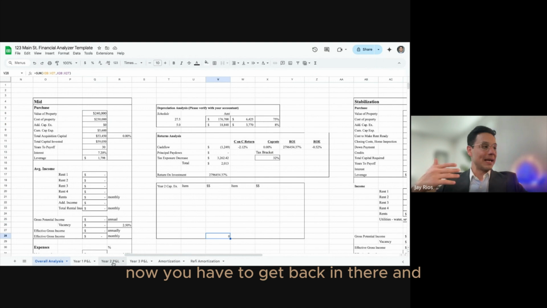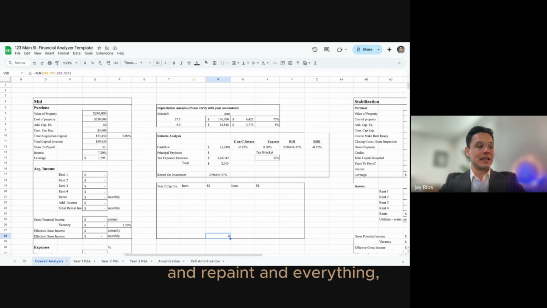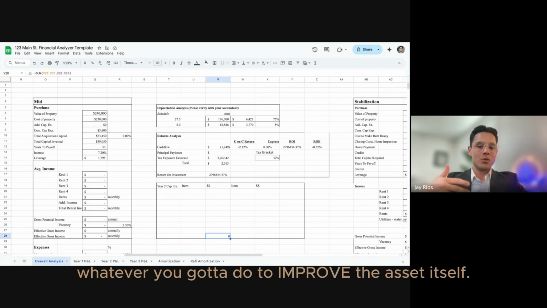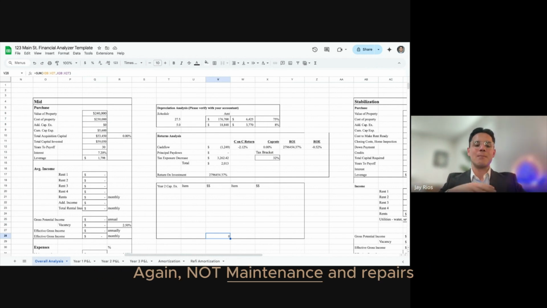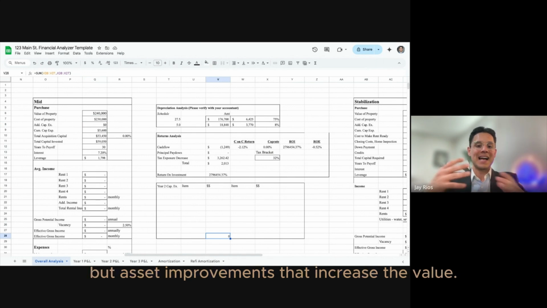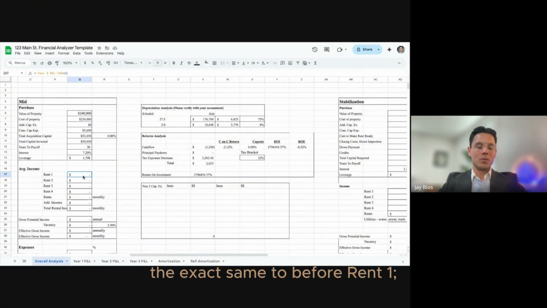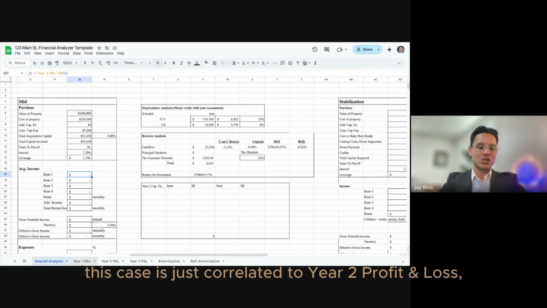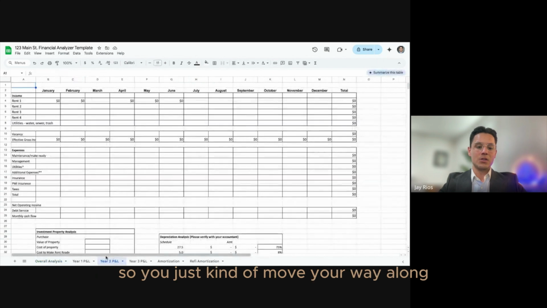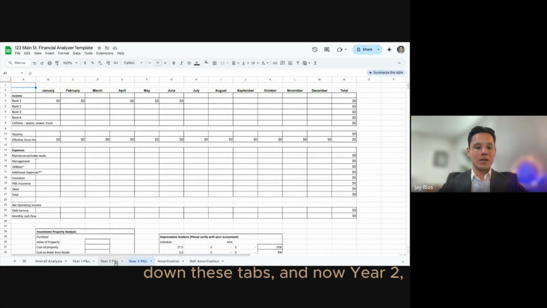Now you have to get back in there and repaint and everything, or you've got a sewer problem and you got to line it or whatnot, whatever you got to do to improve the asset itself. Again, not maintenance and repairs of just going in and doing little things here and there, but asset improvements that increase the value. It's the exact same as before, rent one. In this case, it's just correlated to year two profit and loss. So you just kind of move your way along down these tabs.